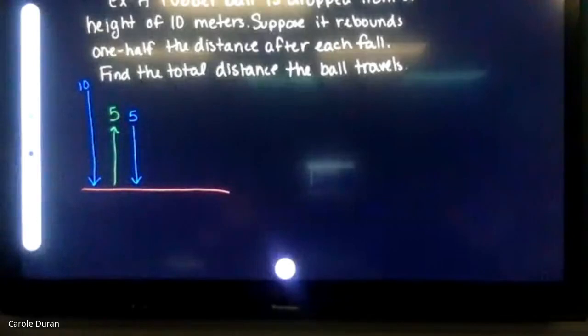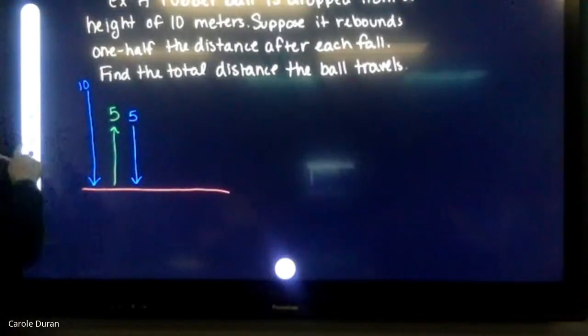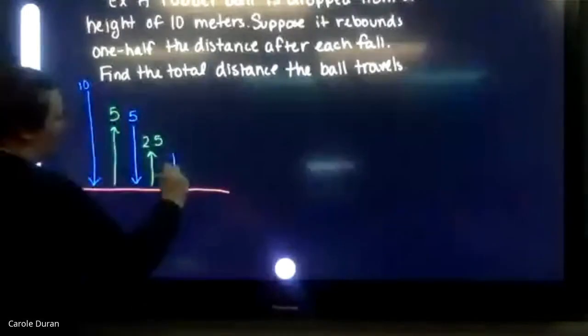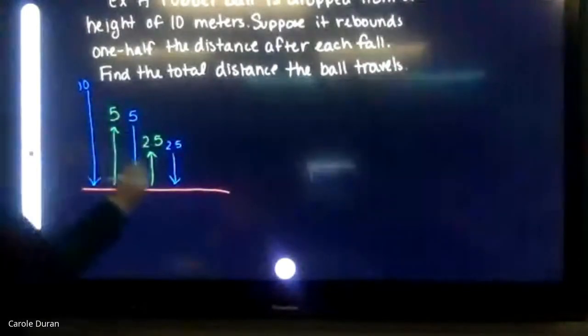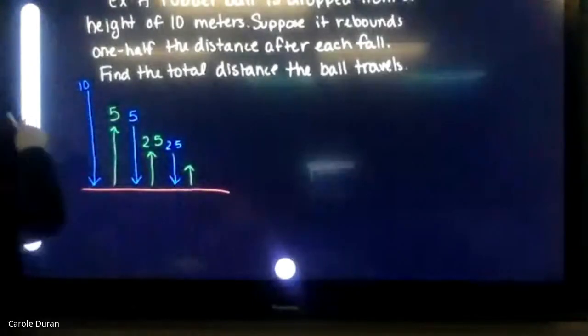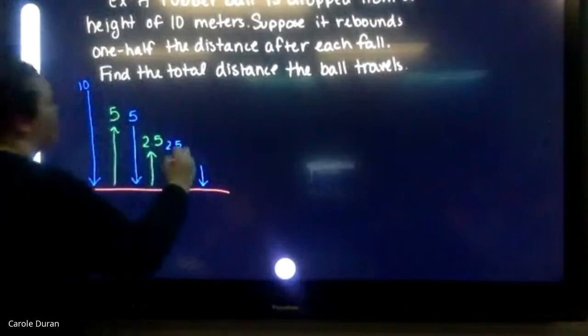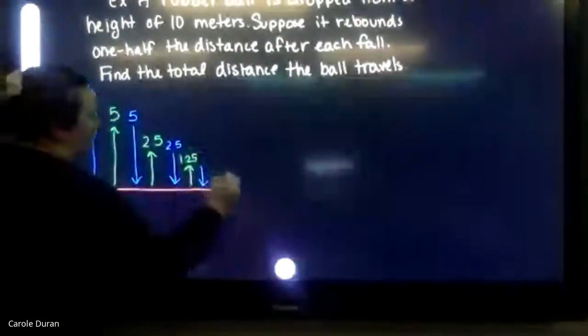Oh, this is what you were drawing. And then when it hits the ground, it bounces back up at half the height of the previous bounce. So this one will be 2.5. And then it has to go back down that same 2.5. And this pattern is going to continue to keep happening. And each time, the bounce back up is going to be half of the previous bounce back up.